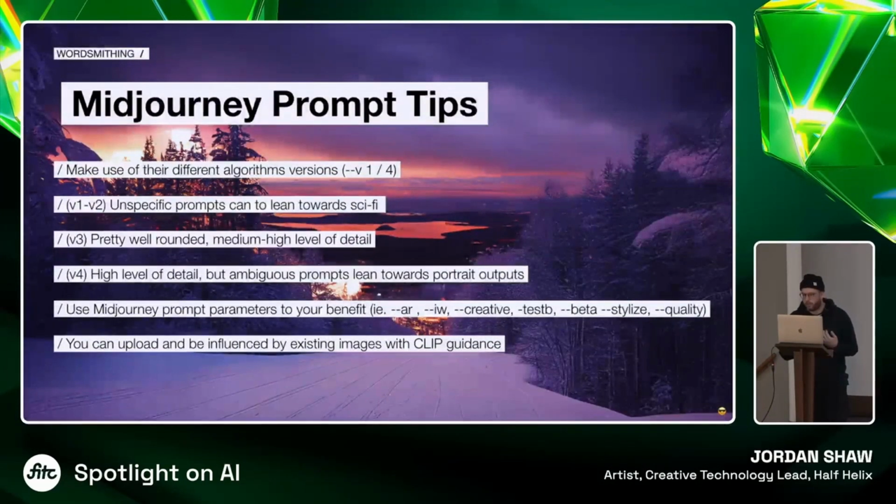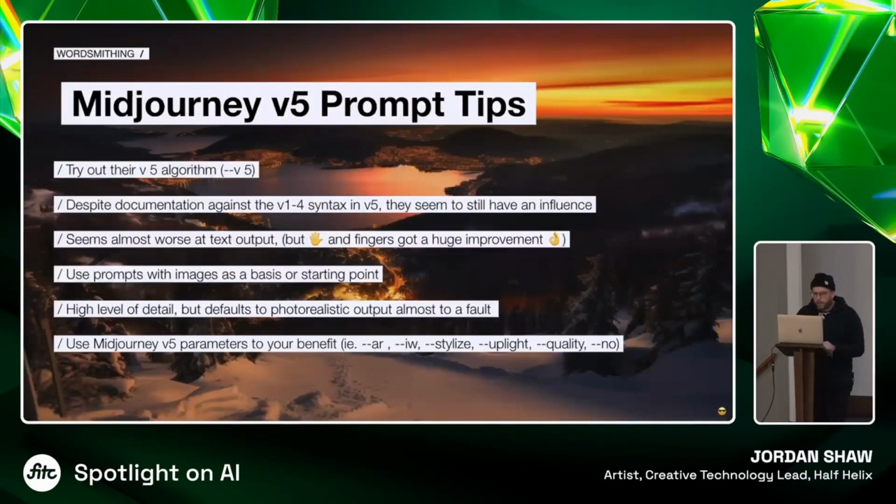So aspect ratio, image weights, and chaos, which is how much liberty you want your output to be given by the algorithm itself. With the version 5 algorithm, definitely, without a doubt, it is more photorealistic, which has been a bit of a pain, to tell you the truth, for me. But you explicitly have to specify that you want Midjourney to use version 5.